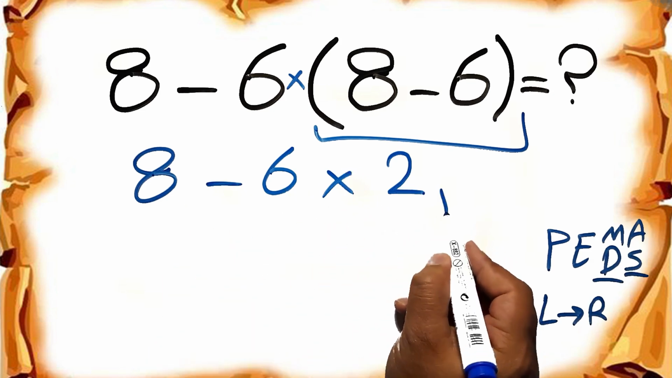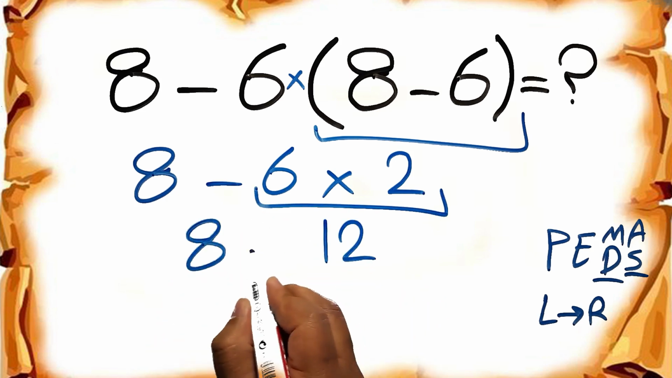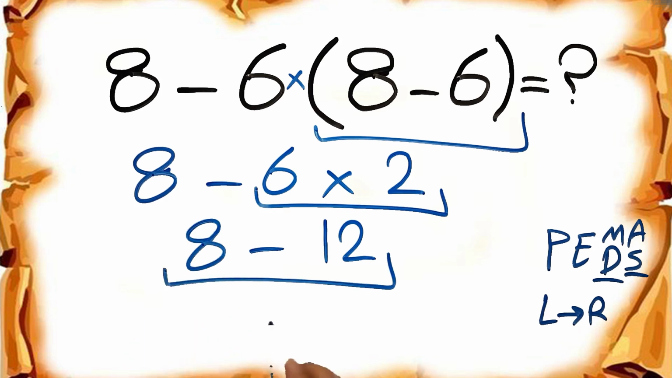6 times 2 gives us 12. So 8 minus 12, which equals -4. And this is our final answer to this problem.